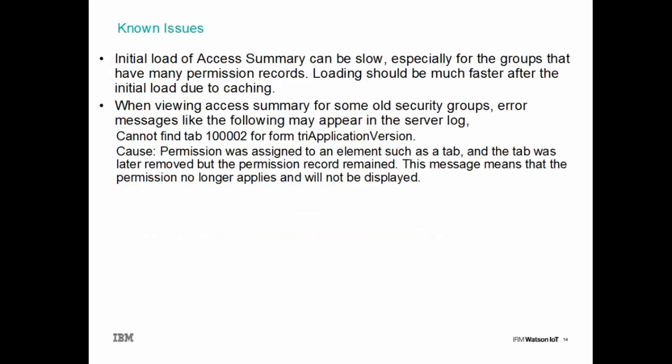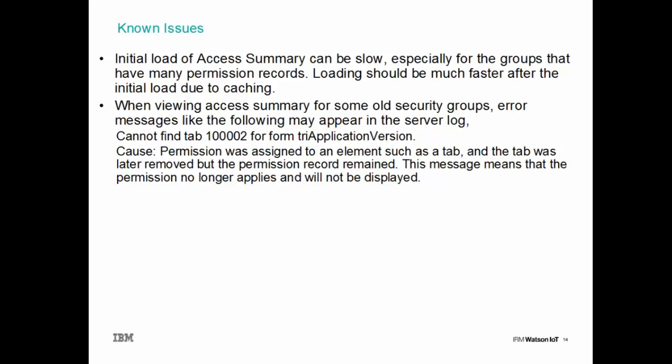There are a couple of known issues. First is the access summary tab. The first time you go there, if you happen to open a group that has a lot of permission records, it can be slow. That's because there is a lot of initial caching going on at that point. But after the initial load, it should be much faster the next time you go to the access summary tab.